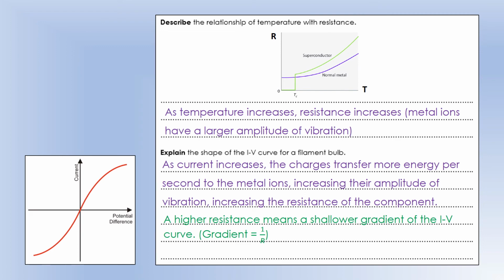So a higher resistance means a shallower gradient for an I-V graph, because remember the gradient is equal to 1 over resistance. So bigger resistance, smaller gradient, which is what you can see happening here. As current increases, the gradient is decreasing here. And that finishes this video looking at potential difference, circuitry laws, and resistance.